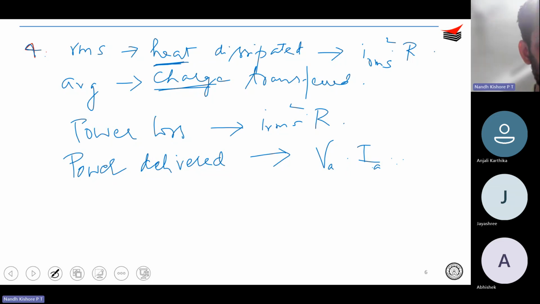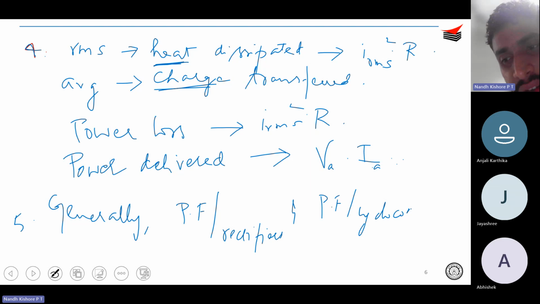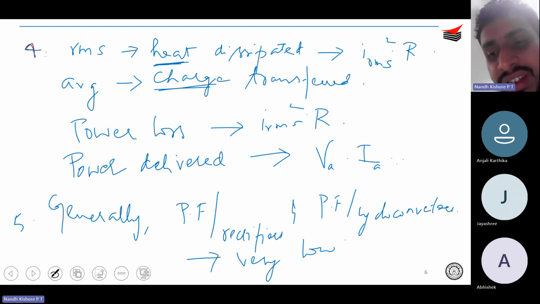So generally, and one more rule is, generally, if you see the power factor of rectifiers and power factor of cycloconverters, they are very low. Why? Because they use SCRs or thyristors. Therefore, the input AC current is going to contain a lot of harmonics. Therefore, generally we tell that the power factor for rectifiers or cycloconverters is very low.